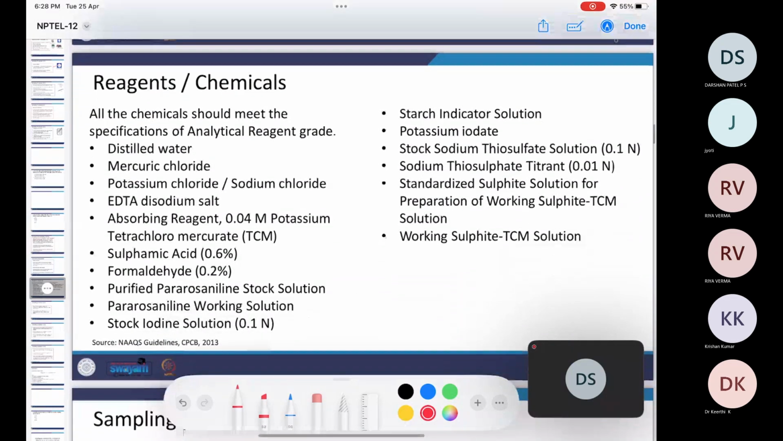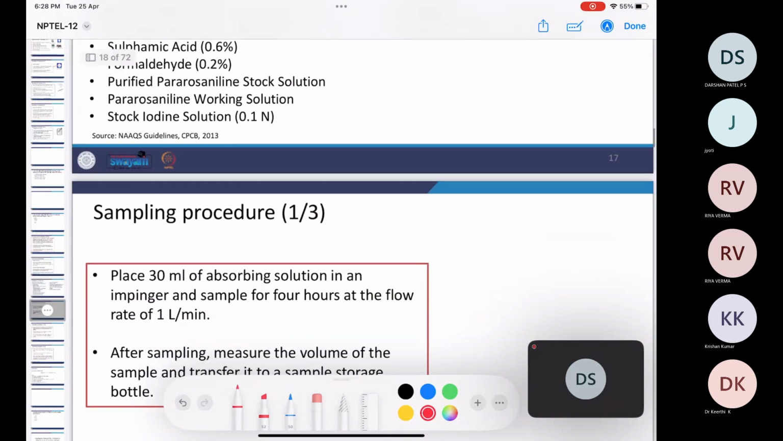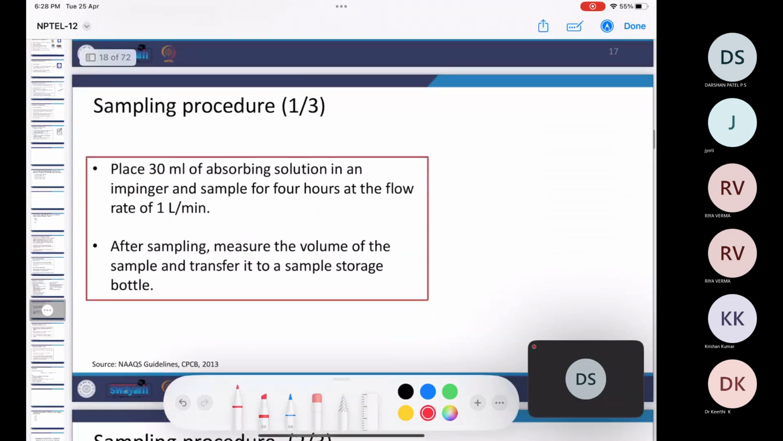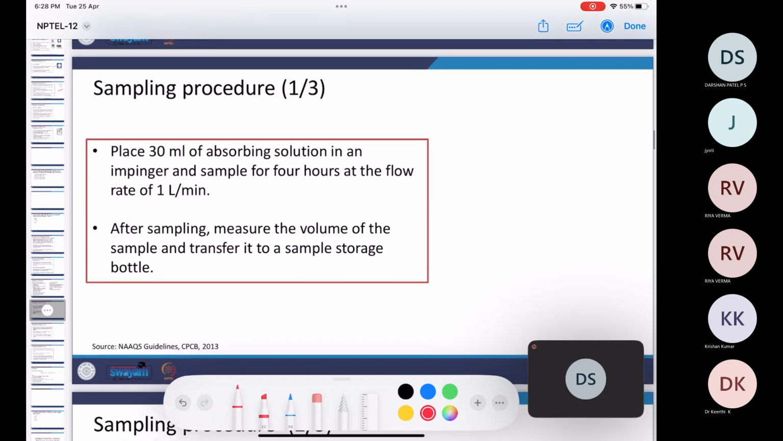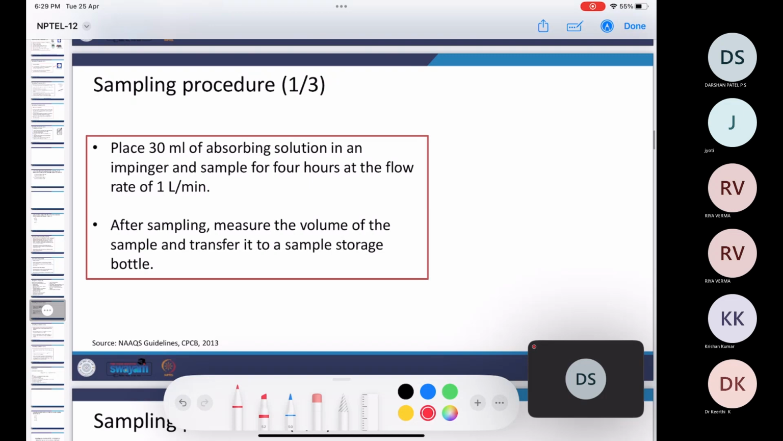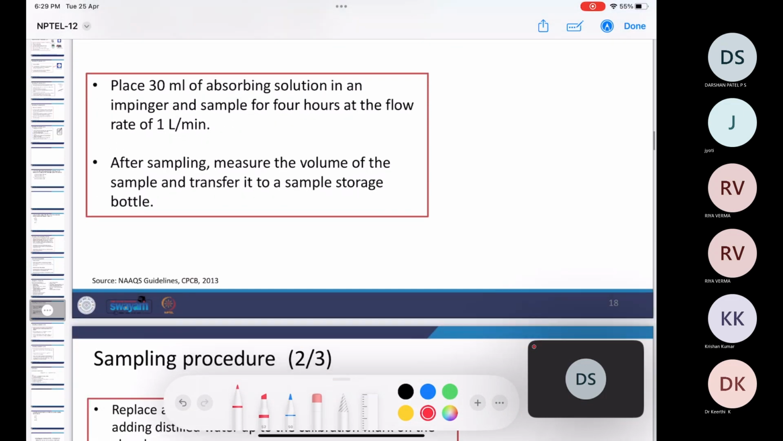These are the reagents and the chemicals that are required for this sampling process. First of all, what we do is we place 30 ml of absorbing solution in an impinger and sample for 4 hours at the flow rate of 1 liter per minute. After sampling, we measure the volume of the sample and transfer it to a sample storage bottle.